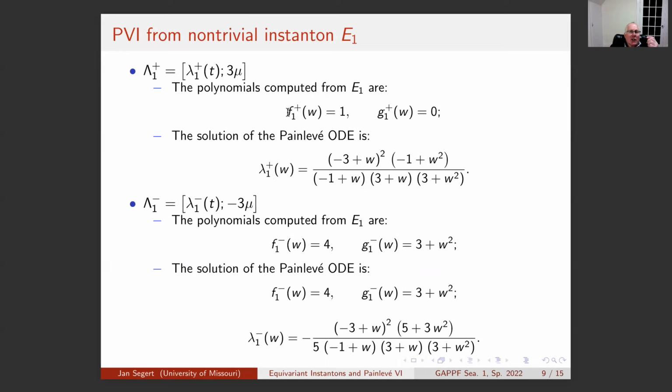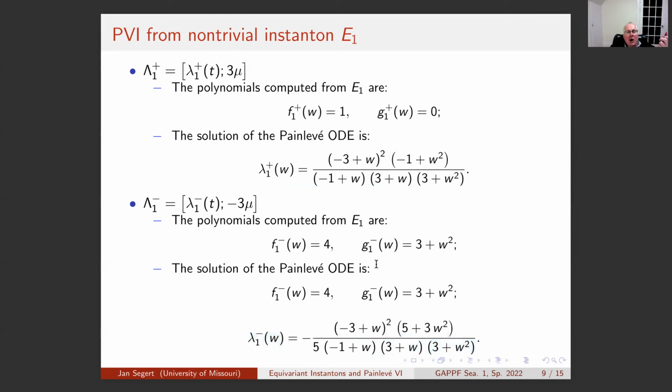So the first one looks like this. Again, these are very simple. And in fact, you'll notice this one actually looks like one of the previous ones, which is kind of a coincidence. I'm not sure why that happens. And this one is, sorry, I did this twice here. Here are the polynomials for the 1 minus, and here is the solution that you get.